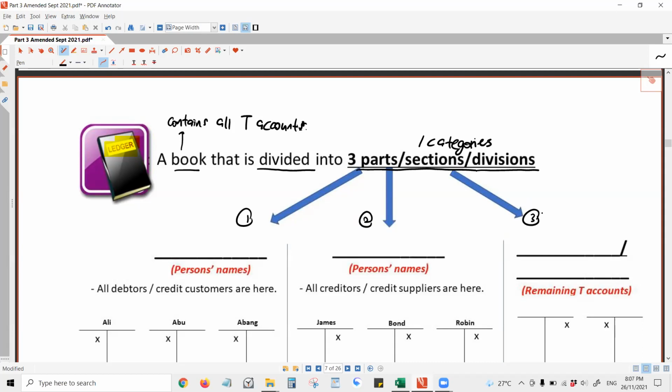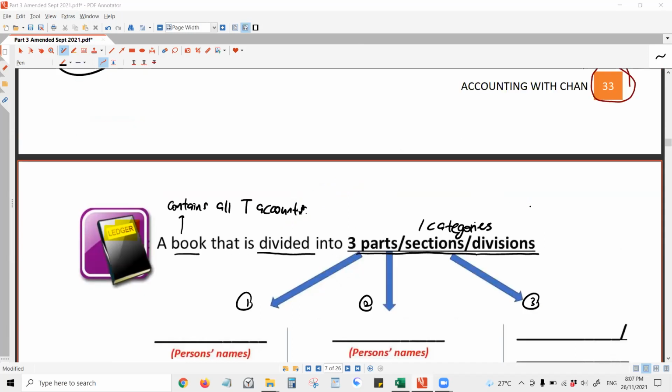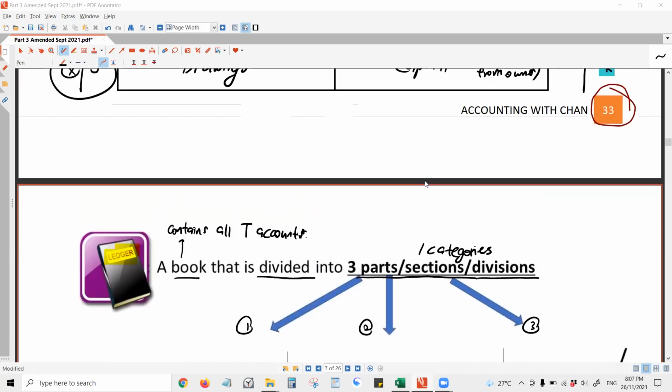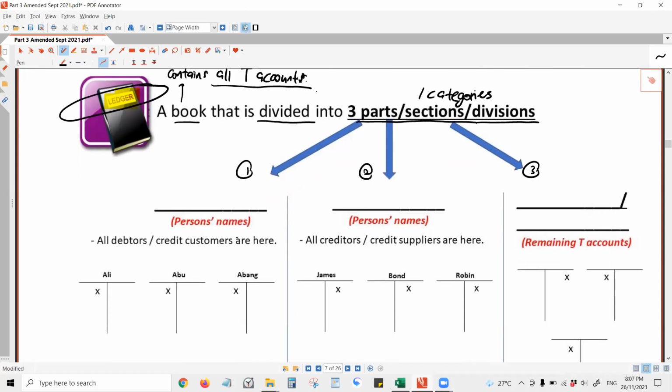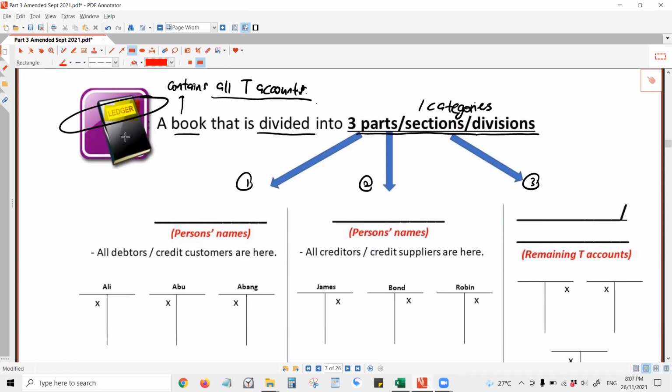Hi Naima, this is page number 34. We just started not long ago. For the first few minutes you can maybe watch the video to know what I talked about earlier. So on page 34, we are talking about this word ledger. Ledger is a book and it contains all the T accounts. And this book contains 3 sections, meaning some T accounts are in this section, some T accounts are in this section, and the remaining T accounts are in the last section of the book.